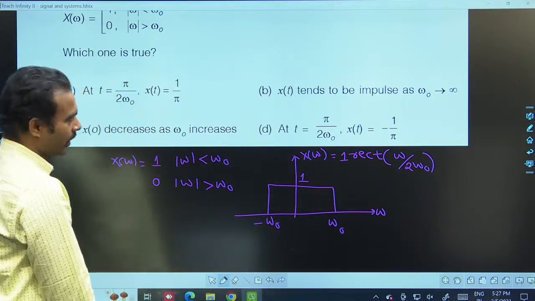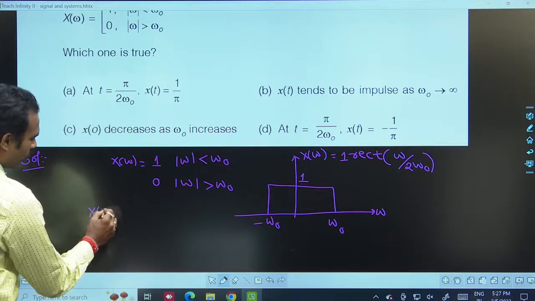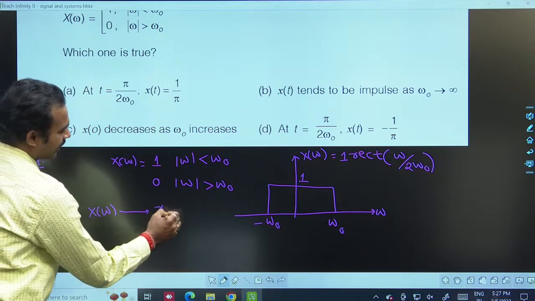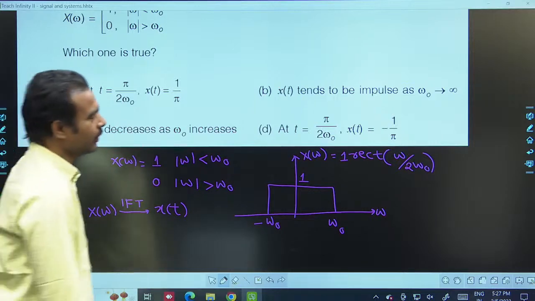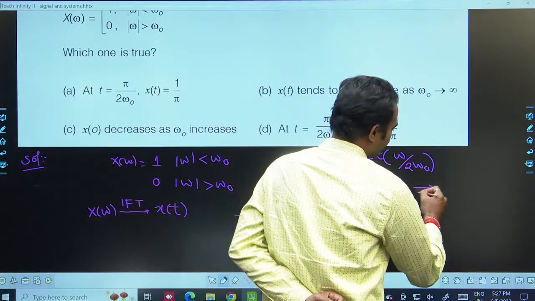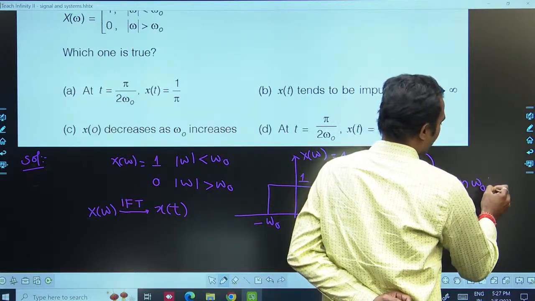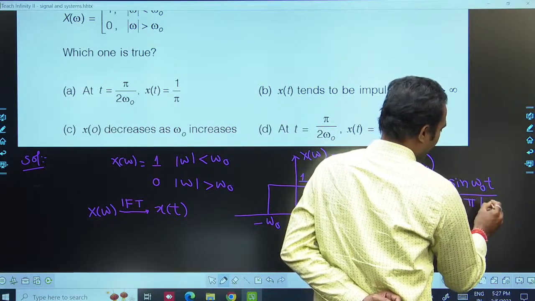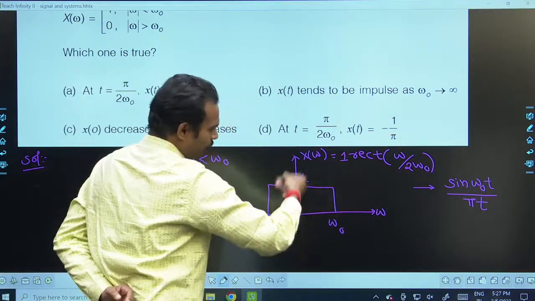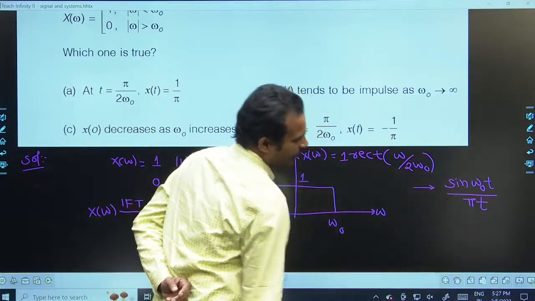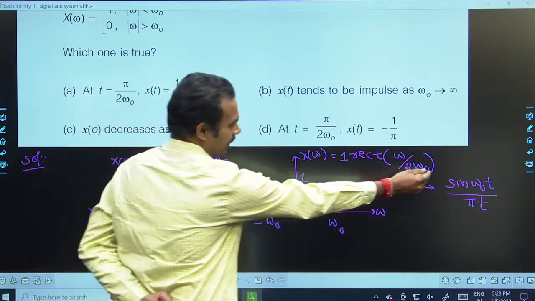Okay, so now what we are trying to do is convert that x of omega into x of t, that is the inverse Fourier transform. So applying the inverse Fourier transform, obviously we know that the inverse Fourier transform of this one is the sinc function, that is sin omega naught t divided by pi t. So the inverse Fourier transform of the rectangular function is the sinc function, sin omega naught t divided by pi t, and that value is obtained here.